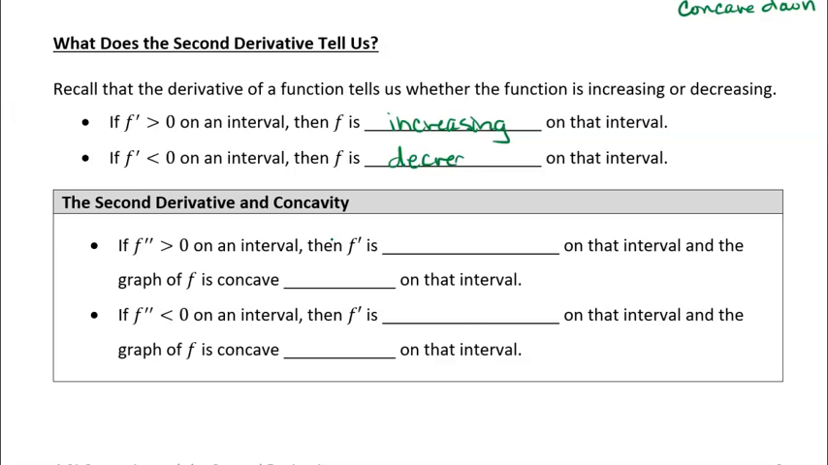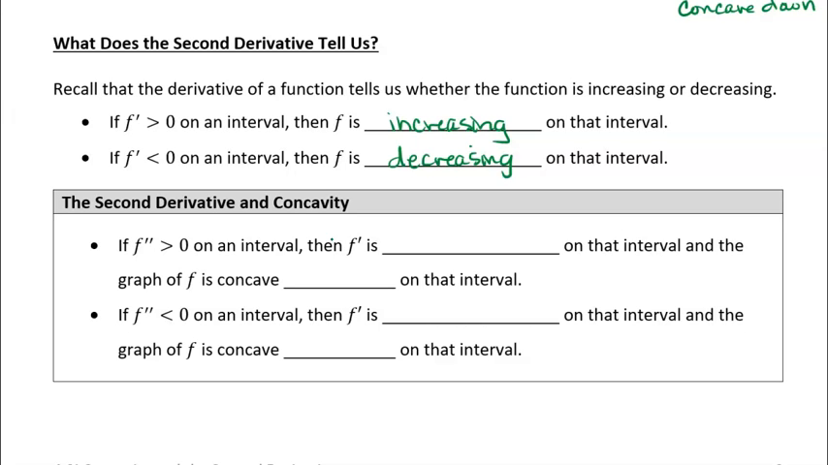Okay, and that's just because the derivative is the slope, right? So if we have a positive slope, sloping upward as x increases, then the function is increasing. The y values are increasing as x increases. And if it's negative, you can imagine a downward sloping line where the y values are decreasing as x increases. Okay. All right, so the second derivative.